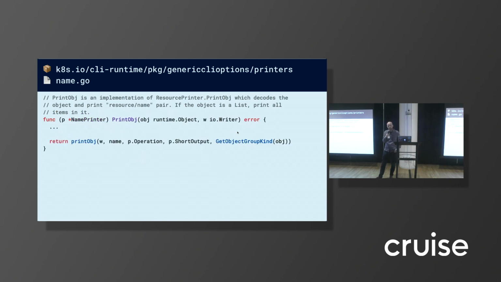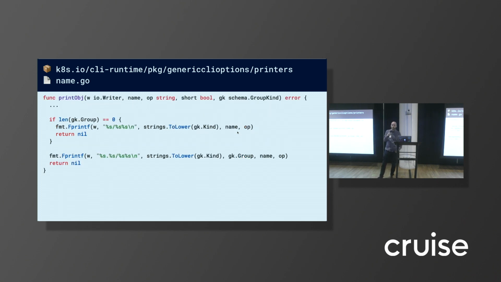And if we look, it has a print object function, which is a publicly exported function, which calls a private function called print object. And if we look at private print object, then we can see that this is actually where the formatting of the strings happens. They're using printf. If the resource that you're printing belongs to a subgroup, then the subgroup is printed. But basically, this is where it's all happening. We're sort of far from where we started. We're way down in the CLI runtime project and the printers package, but we found it. And we can fix it.